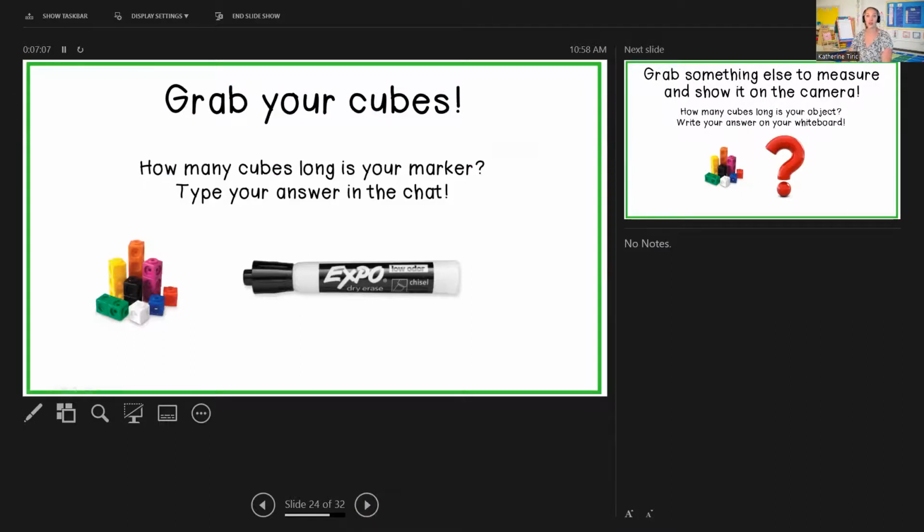Now you're going to pause and figure out how many cubes long is your marker. Now it's very important when we measure something that we start at the end of that object. So they line up, the cubes line up, and it goes all the way to the other end. Now, if it's not an exact measurement, we can use the word about. About, it is about this many cubes long. Pause and figure out how many cubes long your marker is.